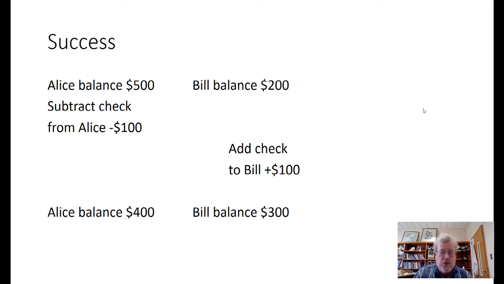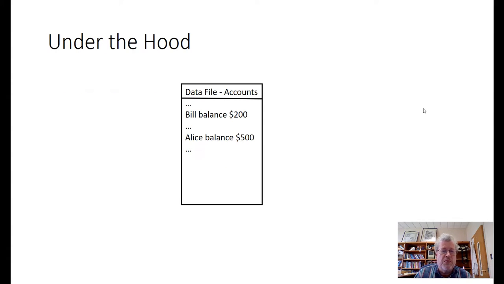Okay. And we talked about how this can become a problem if anything gets interrupted in the middle. So what happens under the hood? Well, in our pre-transaction idea, we would have something like this. We would have some data file for accounts. Bill somewhere in that file has his balance recorded, and Alice somewhere in that file has her balance recorded. And we update those two balances, right? And so that's where we are at the end of a successful transaction.